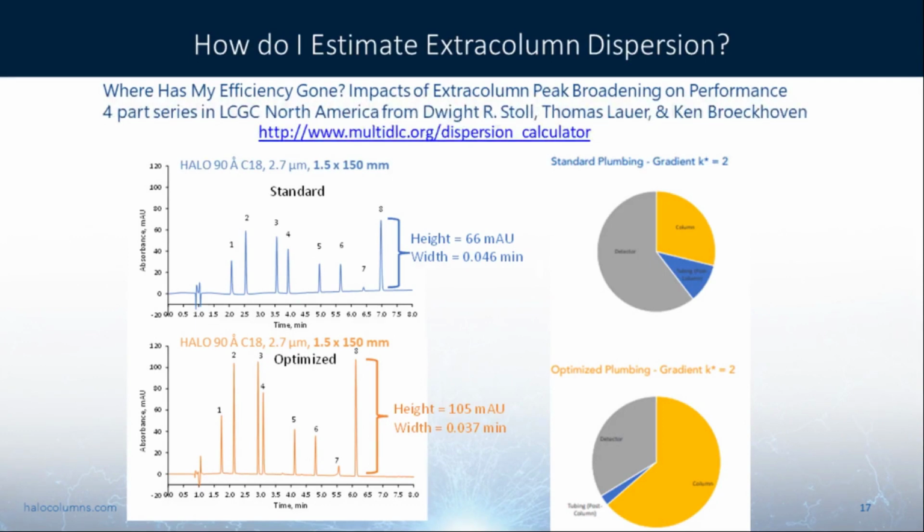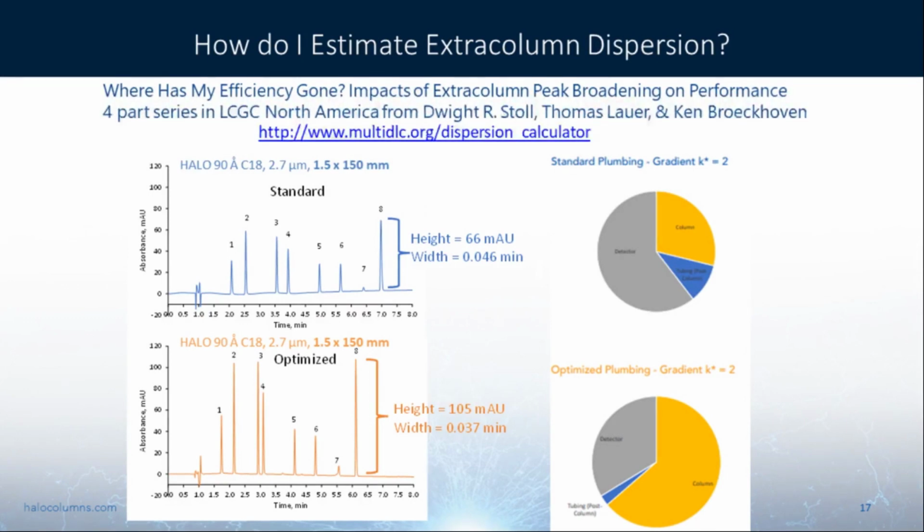All you have to do is input the specifics for your separation and the UHPLC, including the connecting tubing IDs and lengths. The dispersion from the column is in yellow, the dispersion from the post-column tubing is in blue, and the dispersion from the detector is in gray. These particular experiments are done under gradient conditions, so there would be no impact from the pre-column tubing. In this comparison, we used our standard plumbing with the results shown in the blue trace, and then optimized the system for the results shown in the orange trace at the bottom.